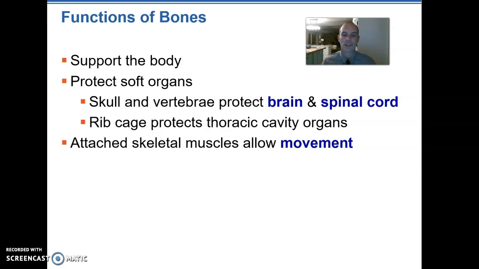Attached skeletal muscles allow movement, meaning that when muscles are attached to the bones, they create friction and angles in order to be able to move our bodies with our levers that are our limbs. Our limbs create levers, we create friction and force, so we're able to move with the combination of both of those. So this right here is probably a short answer question on your next quiz. What is the function of bone? And you would list these things that you see here.